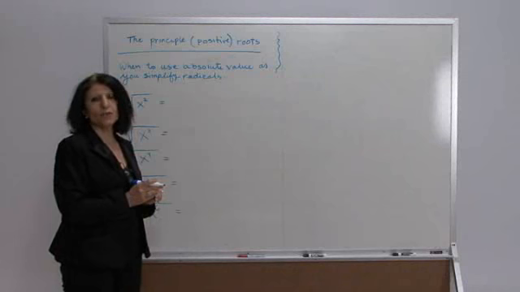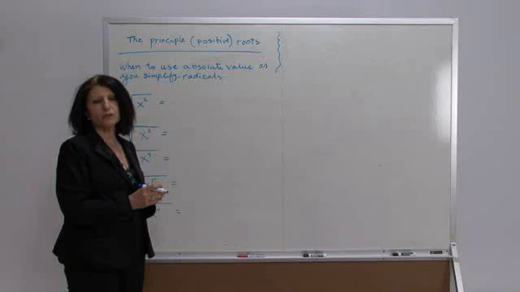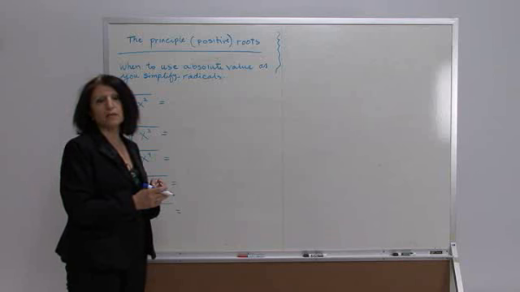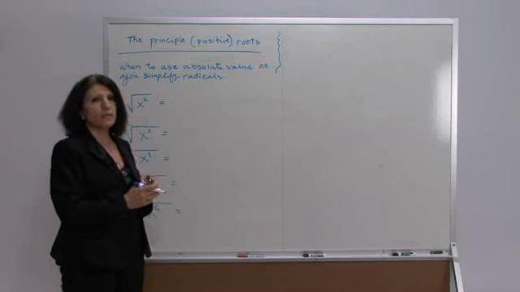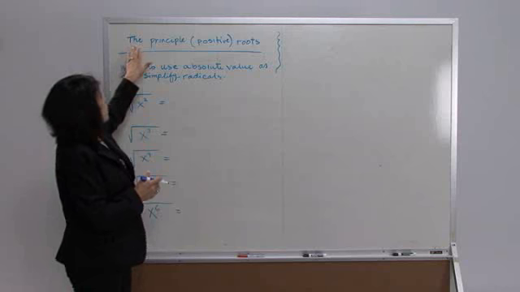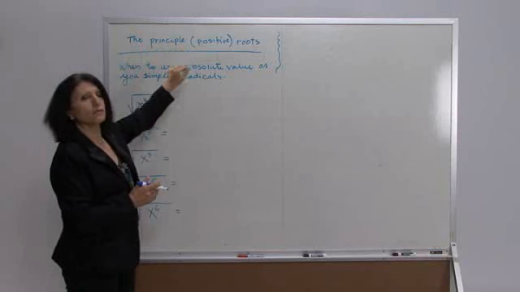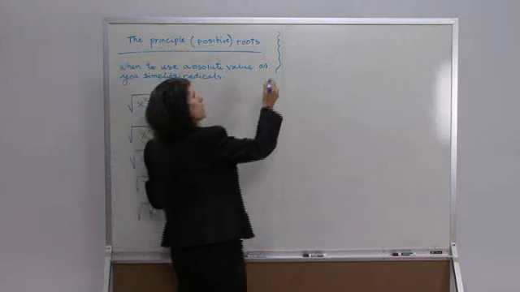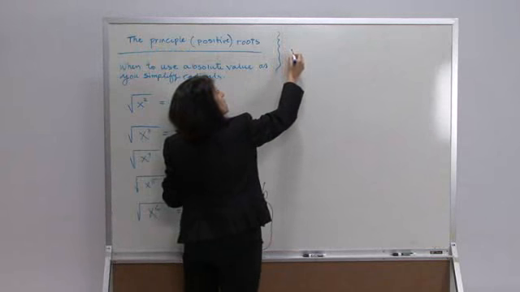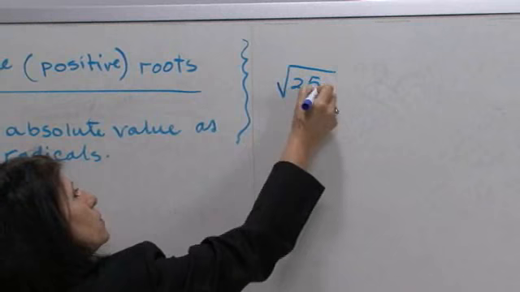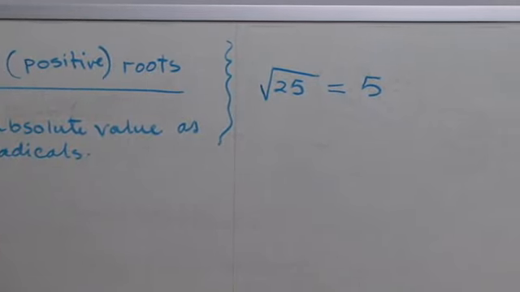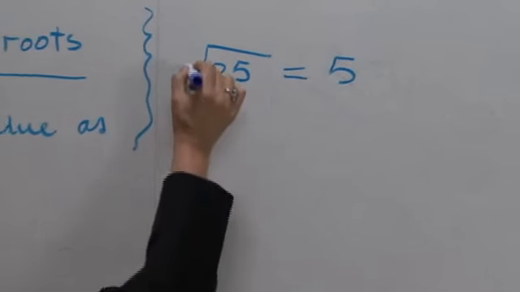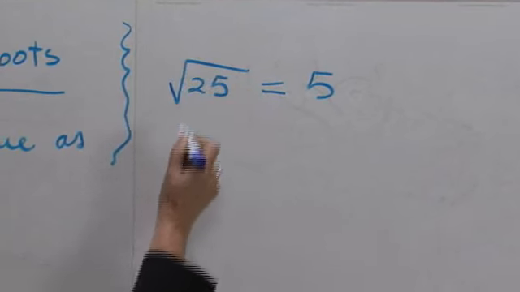This lesson will be about explaining when to use an absolute value as you simplify square roots, even roots, and when not to use an absolute value. So let's talk about the principal or positive roots. The principal root is the positive root. Say when you take the square root of 25, your answer would be 5, and that's positive because this radical symbol means the positive square root.